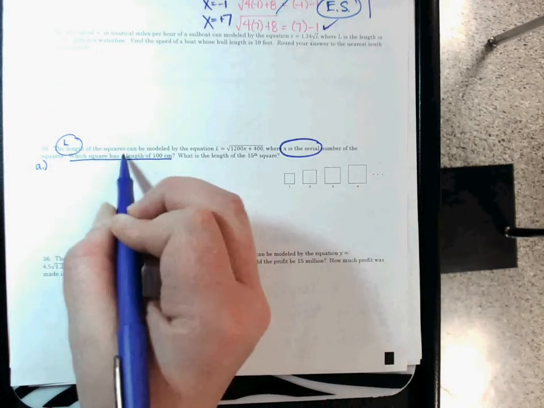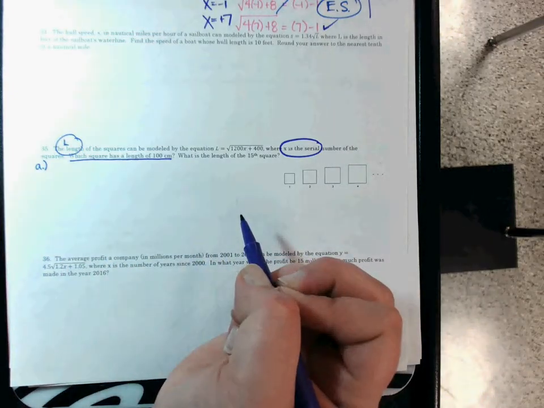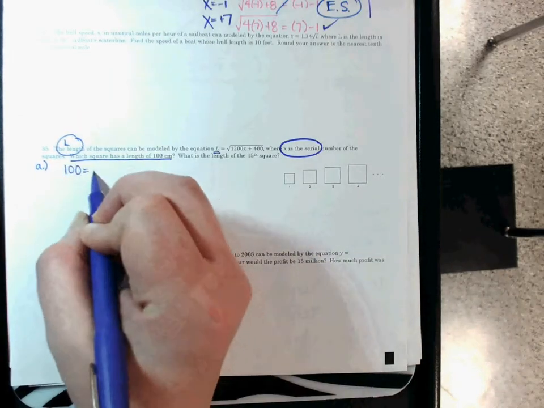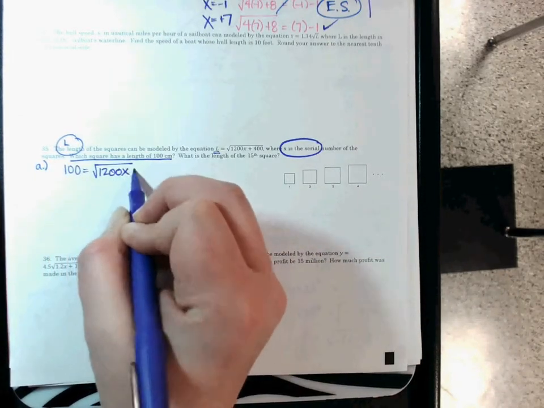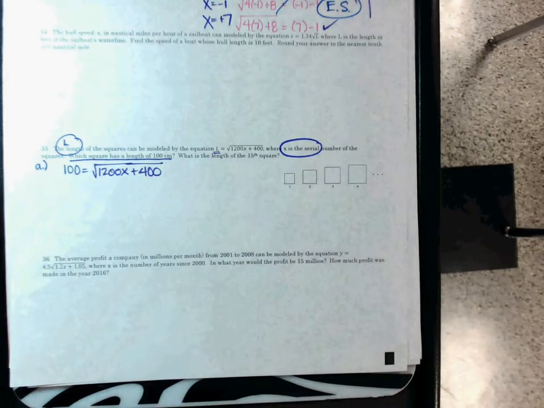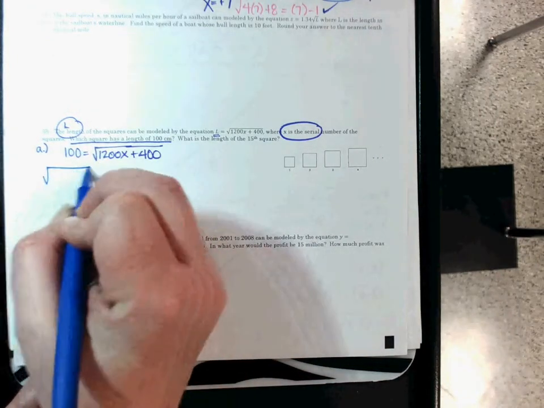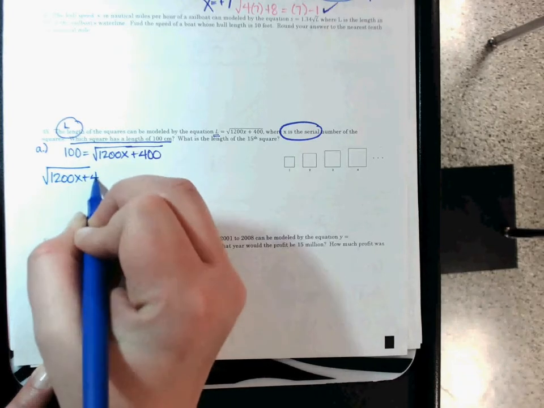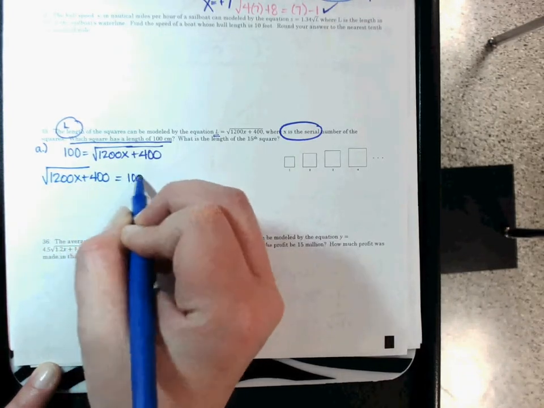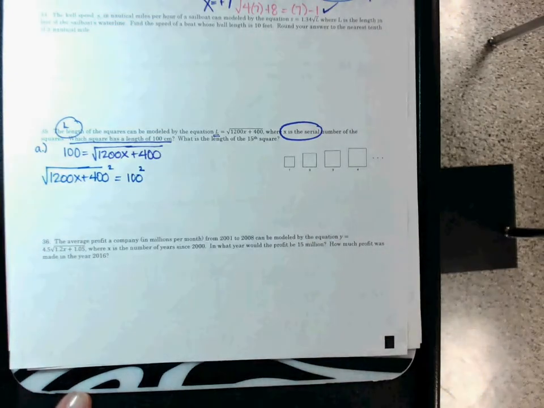For the L, right? So I'd take my 100, I'd plug it in right here. So it'd be 100 equals the square root of 1200x plus 400. Okay? What would I do first? Square both sides. Now, what I'm actually going to do even before that is flip it around, but I don't care if you can do it without, that's fine. So it'll be the square root of 1200x plus 400 equals 100. And then I'm going to square and square.